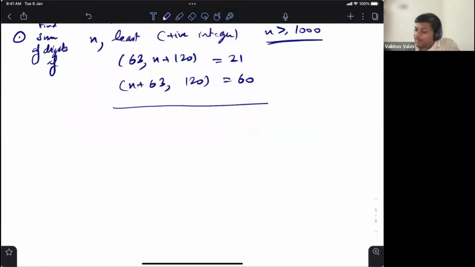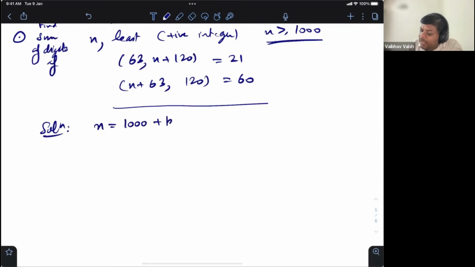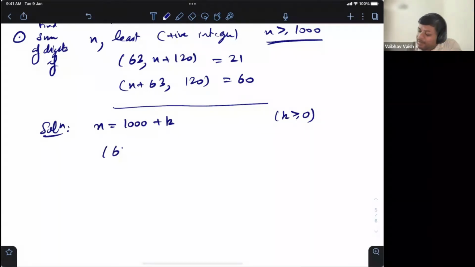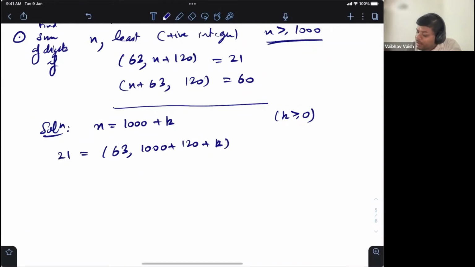Okay, so what is a good way to approach this? Let's see the solution. We want n to be greater than or equal to 1000. So let's work with n greater than or equal to 1000. So n equals 1000 plus k, where k is greater than or equal to 0. This often simplifies life, but may not sometimes, but nevertheless. And what we have is 1000 plus 120 plus k, and 21 equal to this. This is equal to 63, 1120 plus k.